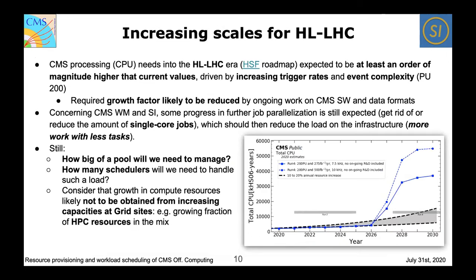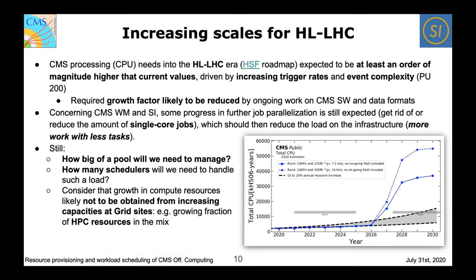So this has been the growth so far, but of course, if we look into the future, especially for the High Luminosity LHC, this is, I think, a well-known story. In the case of CMS, the current projections anticipate at least an order of magnitude higher processing needs than the current values. This is increasing due to increasing trigger rates and event complexity, with pileup 200, for example, as a working scenario. This growth factor is probably going to be reduced because there is still ongoing work on improving the software and the data formats. But nevertheless, we need to consider that there will be a substantial growth in the amount of resources, and how this will affect the submission infrastructure and the capability to do the workload scheduling.